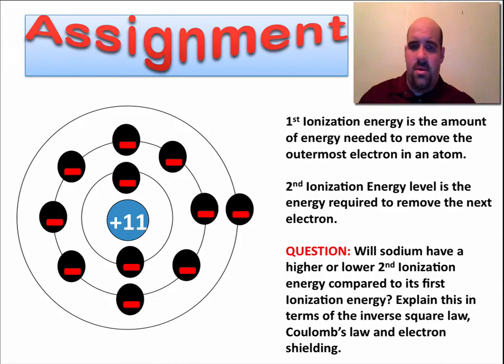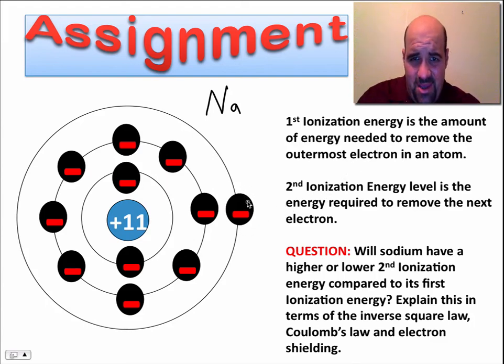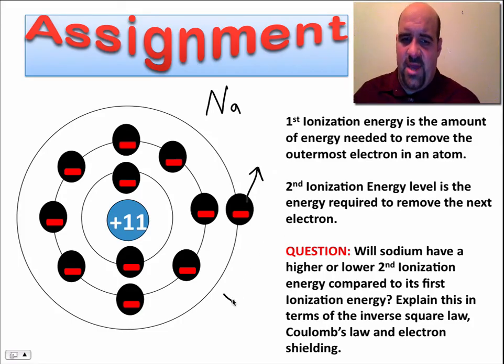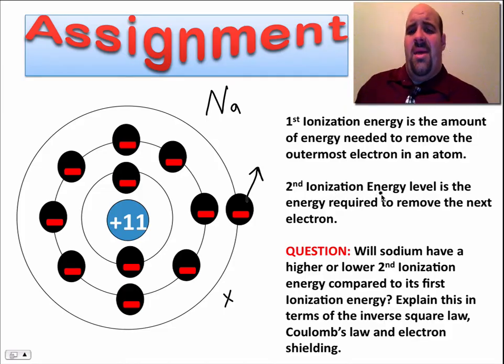So now, the fun part, you get an assignment. This is a sodium atom, Na, number 11 on the periodic table. And it says that first ionization energy is the amount of energy needed to remove the outermost electron in an atom. So obviously it takes some energy to remove this electron. It takes a certain amount of energy, X. Second ionization energy is the energy required to remove the next outermost electron, which would be one of these in here.